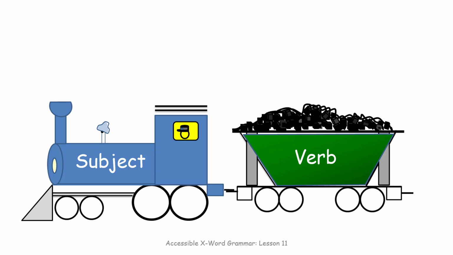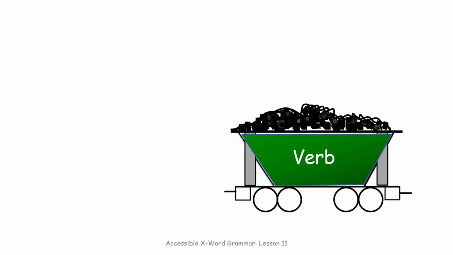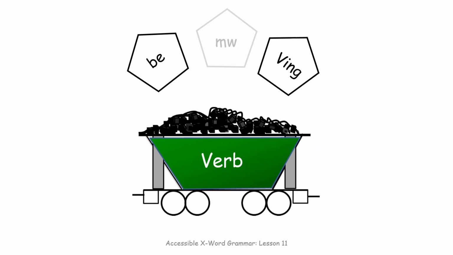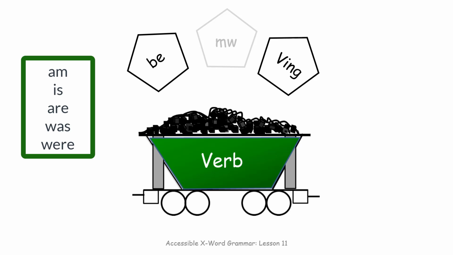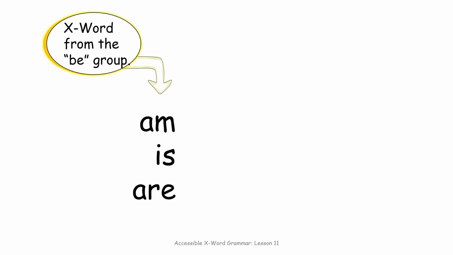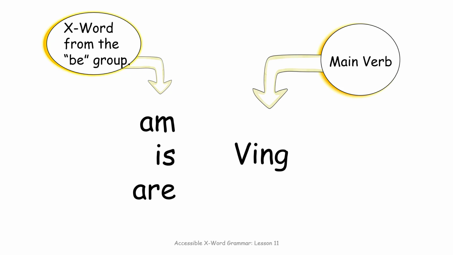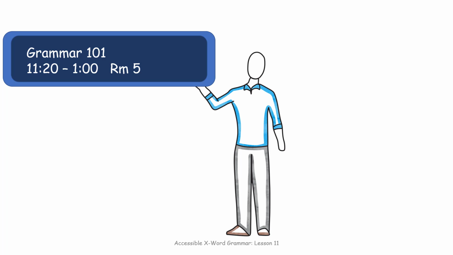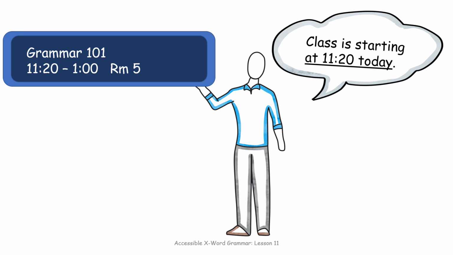In be VING, a form of be does the job of the X word. Remember that be has 5 forms: am, is, are, was, and were. Because we're talking about the future, the X word will be am, is, or are. The main verb is always VING. Let's look at some examples. Class is starting at 11:20 today.